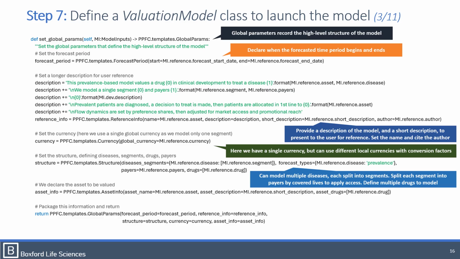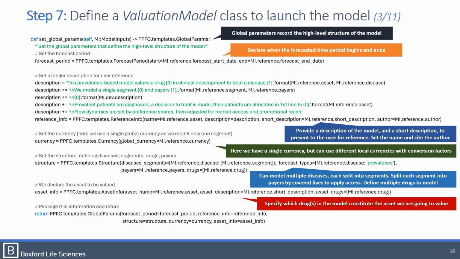You could have cohort models if we have oncology drugs over multiple lines of finite courses of therapy. And you can mix all those together in a single asset model using a different model type for each disease. We then say what payers we're going to model, and then what are the drugs that we're going to model.